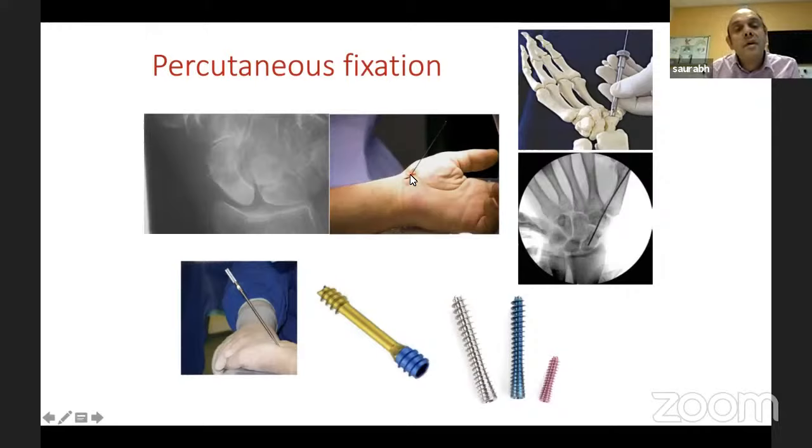Once I'm happy with my wire, then a stab incision. Then of course you advance the wire, you check all four views, make sure the wire is centered, and then you measure with your depth gauge. Whatever you measure, take 4 millimeters less because you want some compression and you want to sink the head under the bone, and then use any variable pitch screw.